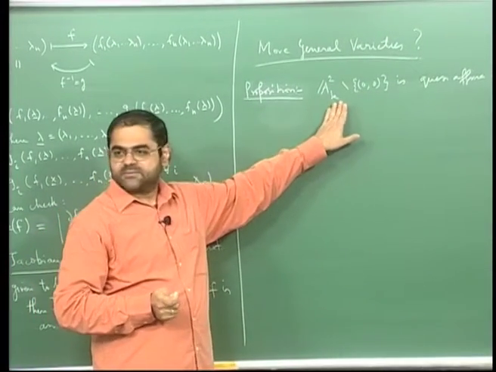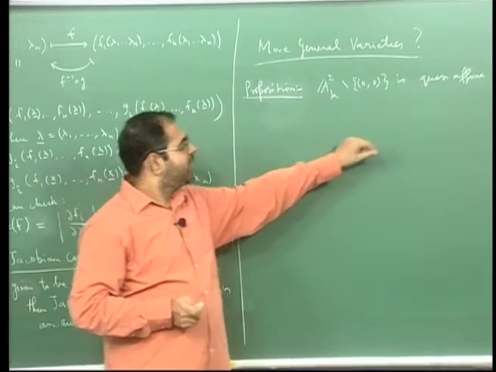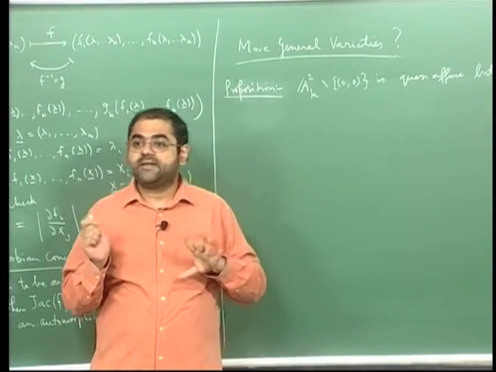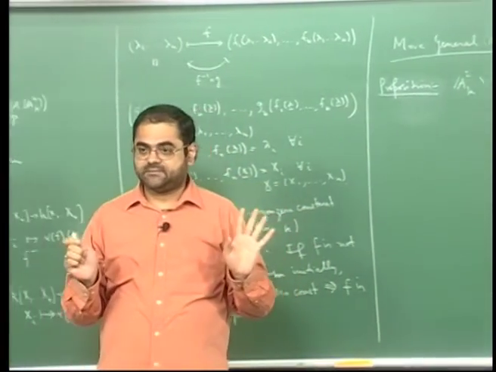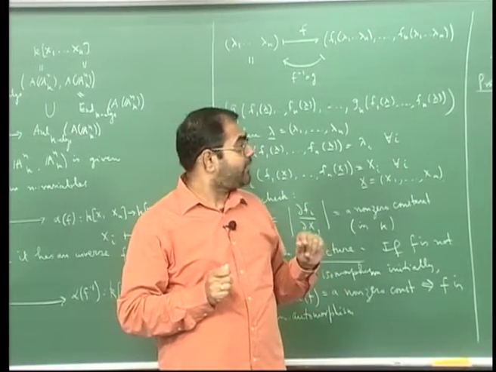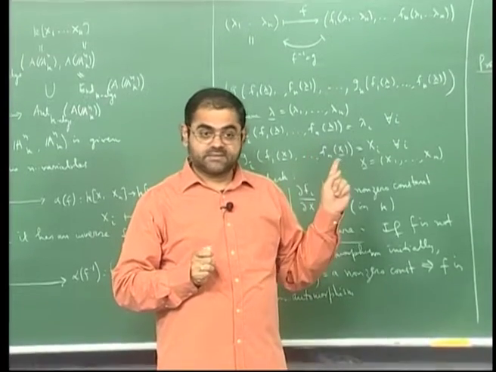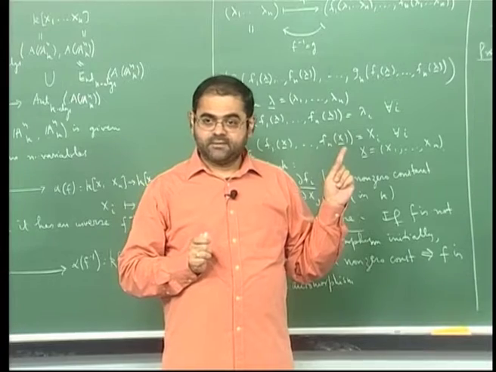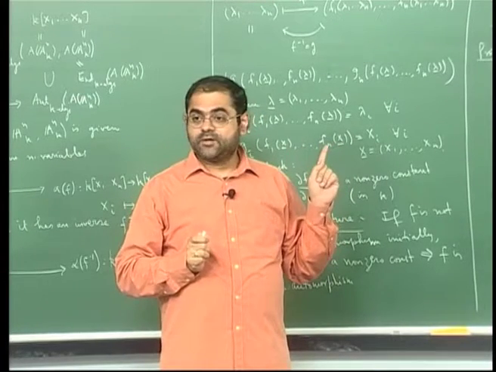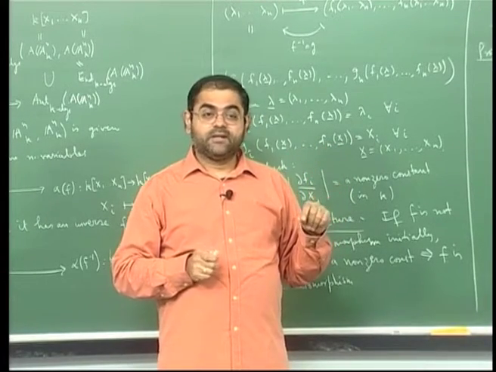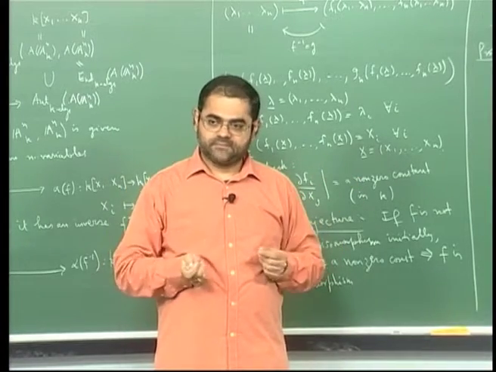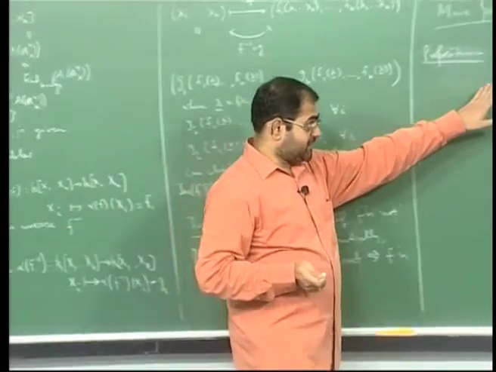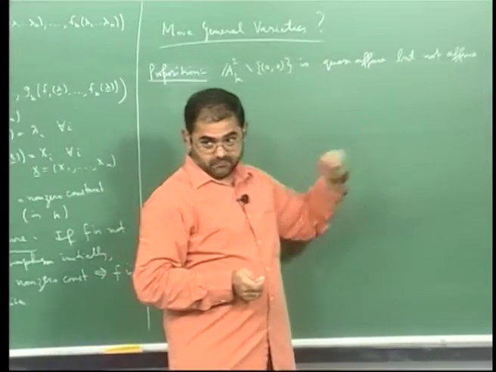So it is a non-empty open subset, so it is certainly a quasi affine variety, but I want to show it is not affine. What do you mean by saying it is not affine? What I mean by that is it cannot be isomorphic to any affine variety. That means you cannot find an isomorphism of this punctured plane with an irreducible closed subset of any affine space. That is what it means to say that it is not affine.